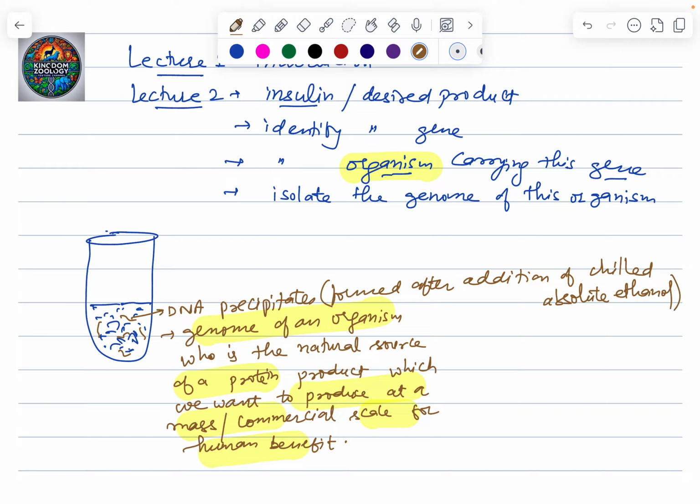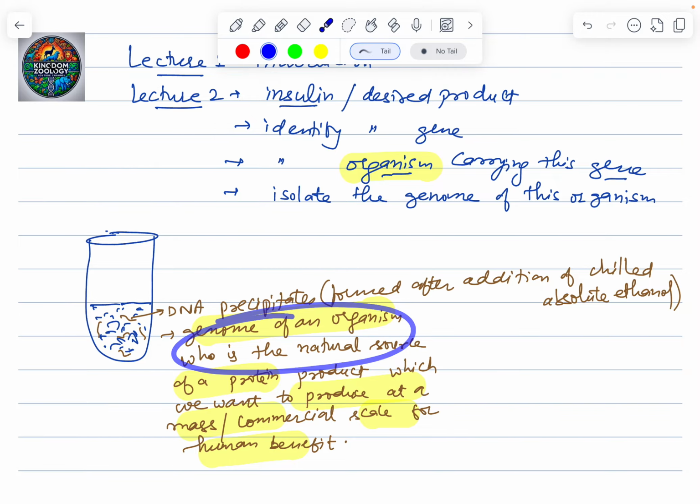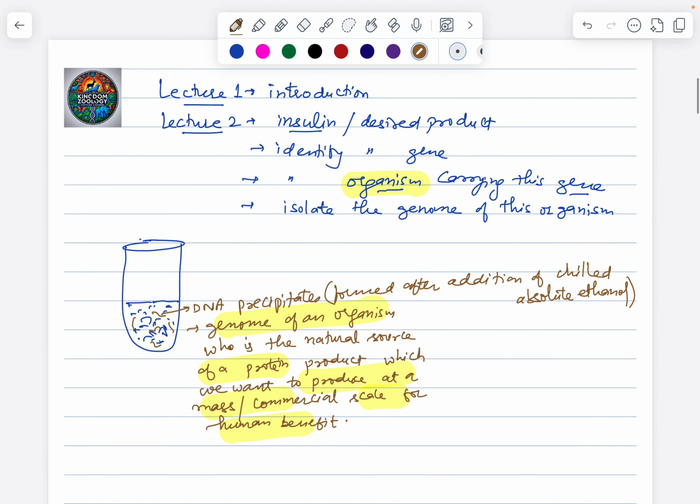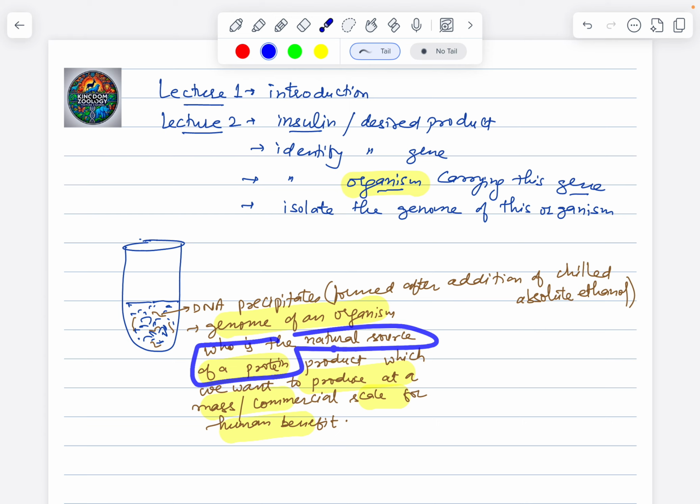And this DNA is exactly basically what? The genome of the organism, who is the natural source of the protein product that we want to produce at a mass or a commercial scale. So now what we need to do today is, first of all, from this test tube, separate these DNA precipitates. So what will these DNA precipitates be? They will be the genome of the organism, who is the natural source of your desired protein product. So inside this genome, that gene also will be there, which is going to code for your desired product.